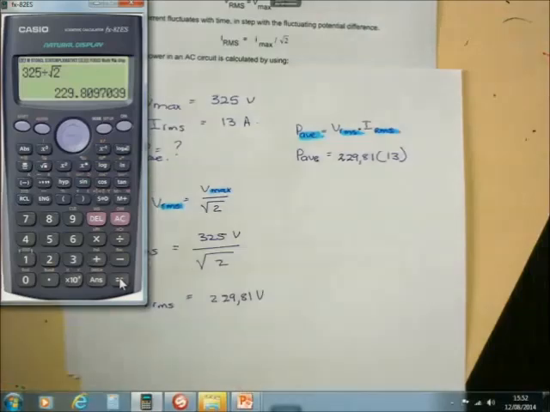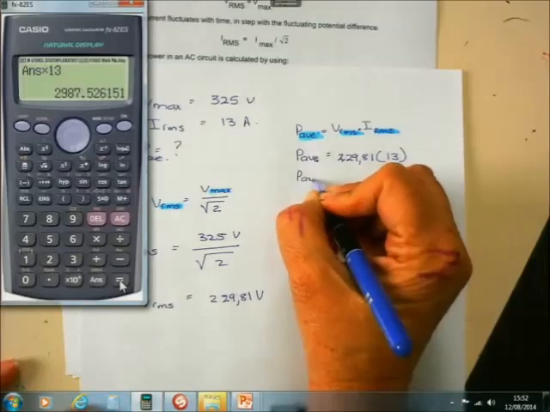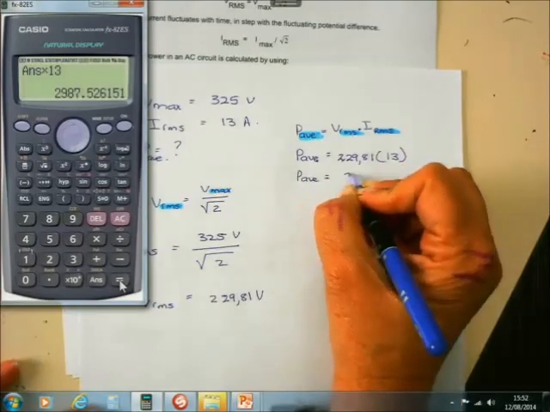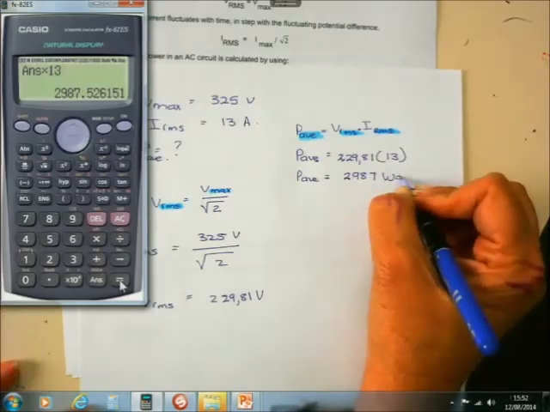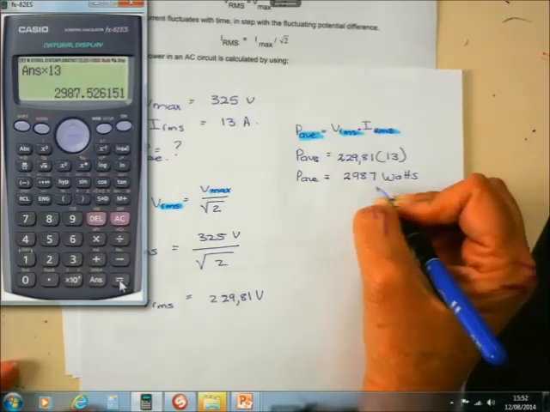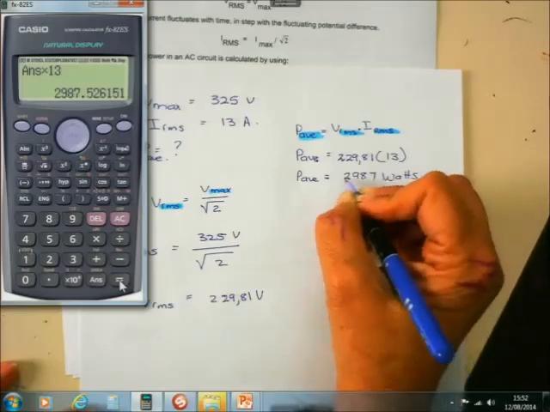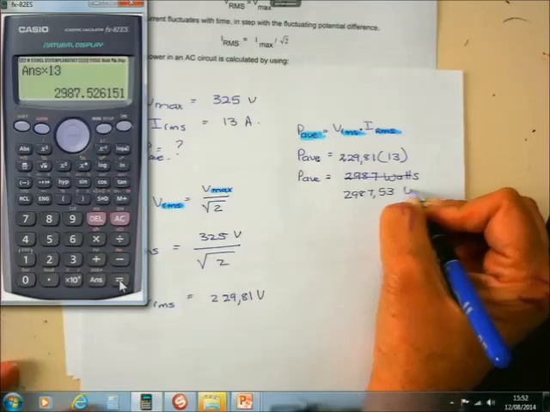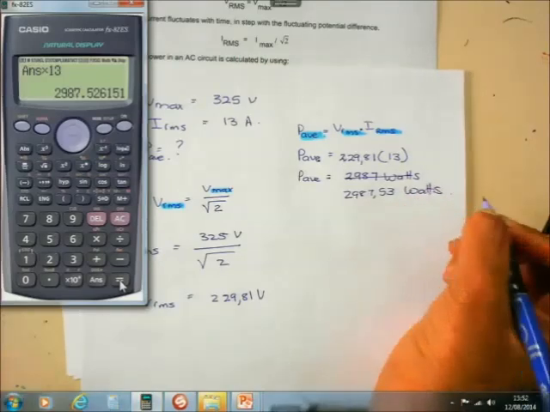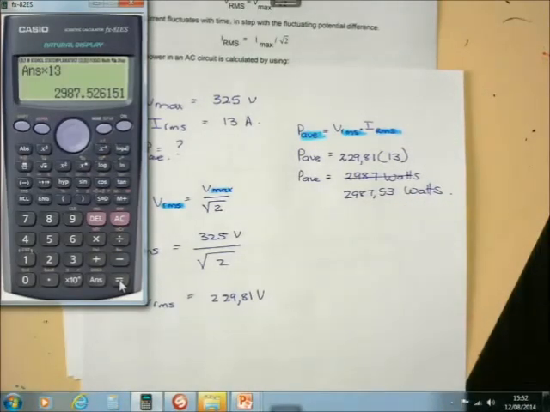Right, so let's see if we are correct. Times 13 equals P average, which is equal to 2987.53 watts. And remember, power is in watts. Right, if you got that.